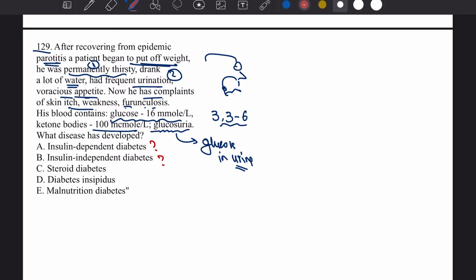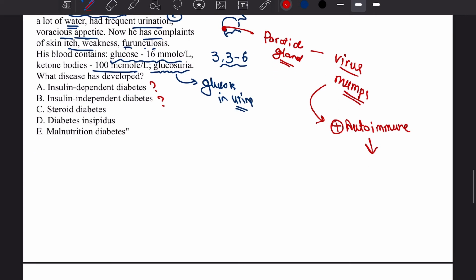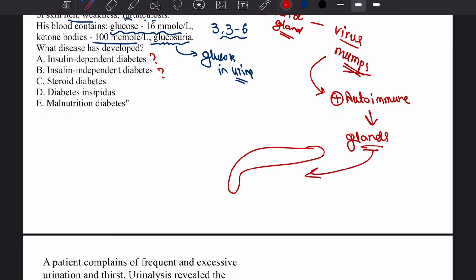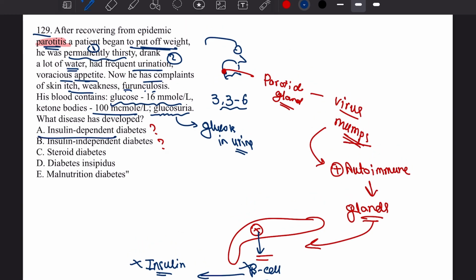So this is a patient recovering from parotitis, and parotitis is inflammation of the parotid gland, most probably because of a virus called mumps virus. The mumps virus will activate an autoimmune process which damages the glands in our body. It's a complication of mumps virus, including the pancreas. Which will damage what? Now we reached the reason: it will damage the beta cells of the pancreas. That's why we will have no beta cells, no insulin. So it's a type that depends on insulin, we call it insulin dependent type. So this is one clue we can use to solve the question.